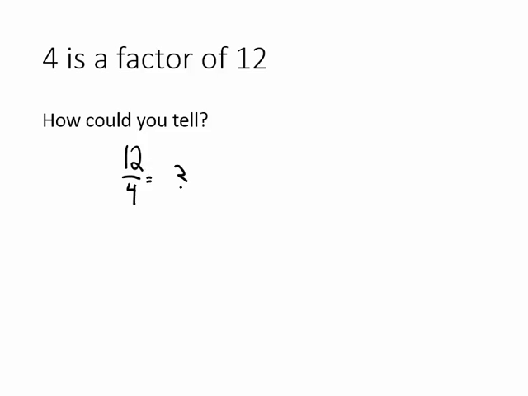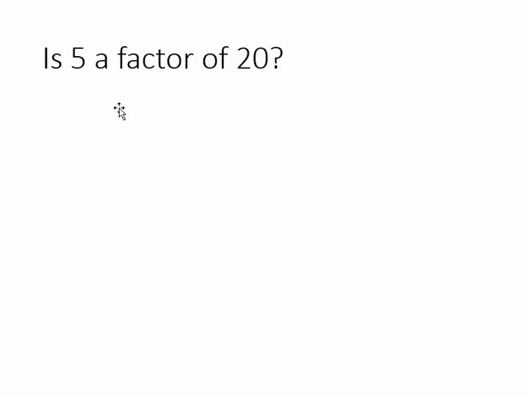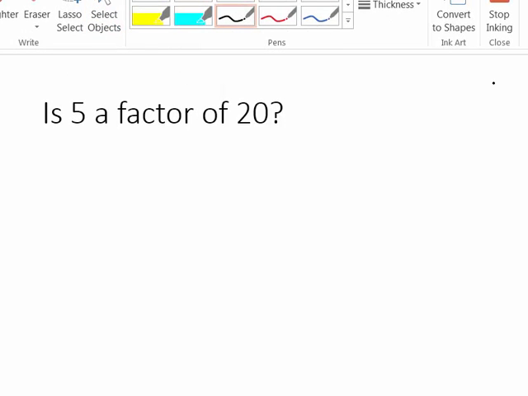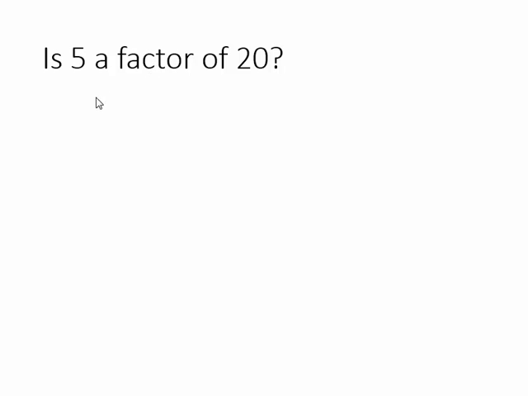So 12 divided by 4 is 3. Notice that is a whole number, not a decimal. Therefore, 4 is a factor of 12. All right, is 5 a factor of 20? And if so, how do you know? Again, we can take 20 and we can divide it by 5. So we take that and we get 4. 4 is a whole number, so is 5 a factor of 20?